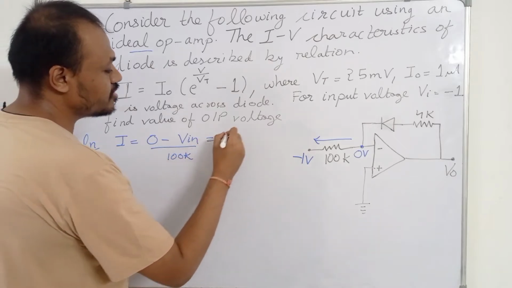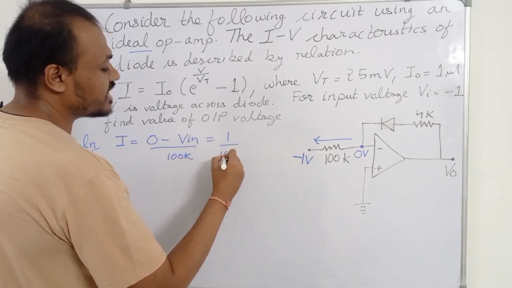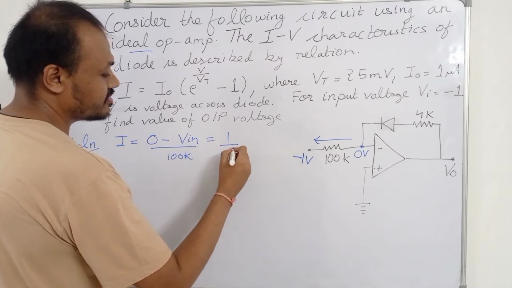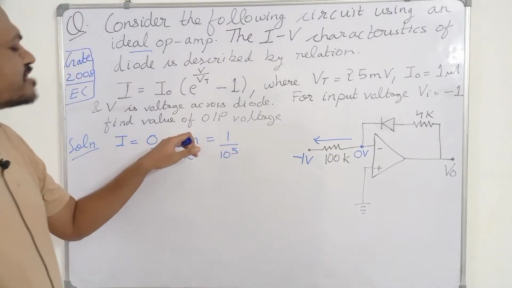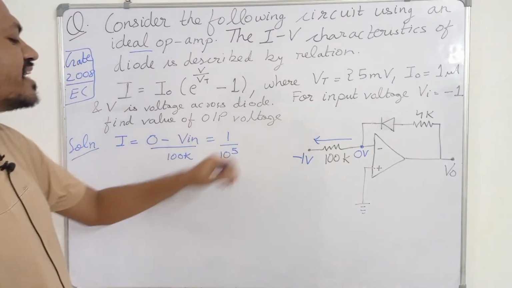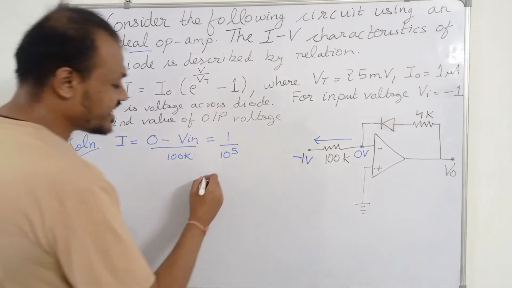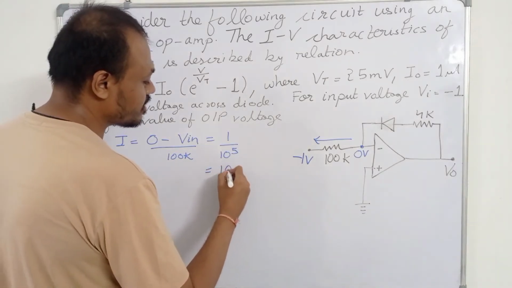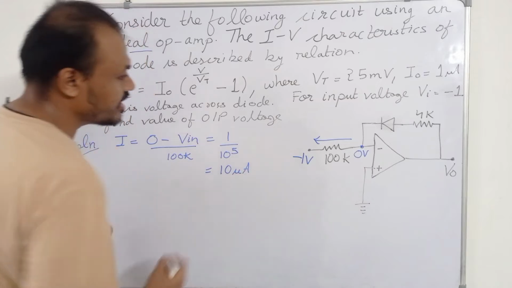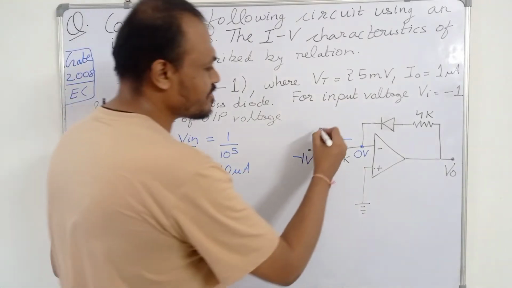So this is equal to 1 upon 10 to power 5, because V in is minus 1, so if you put minus 1 here, you get 1. So we can take it as 10 microampere. So this current I is equal to 10 microampere.